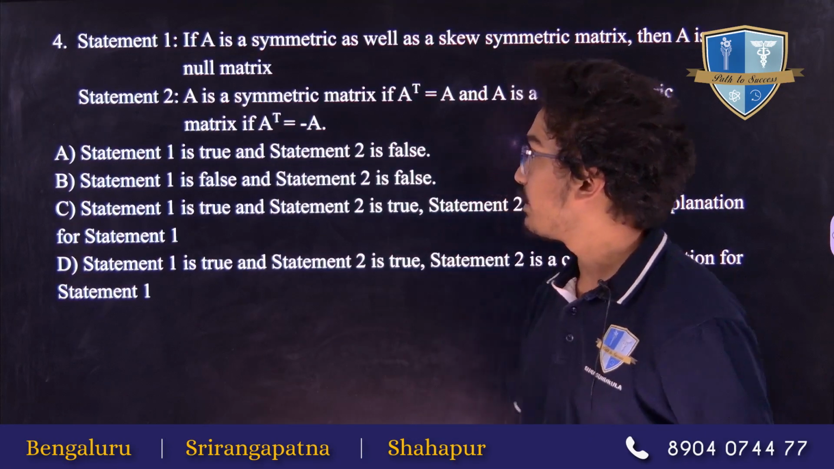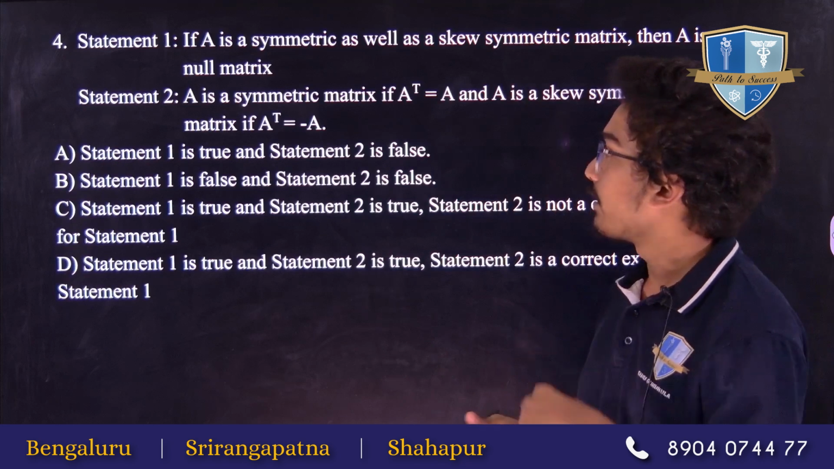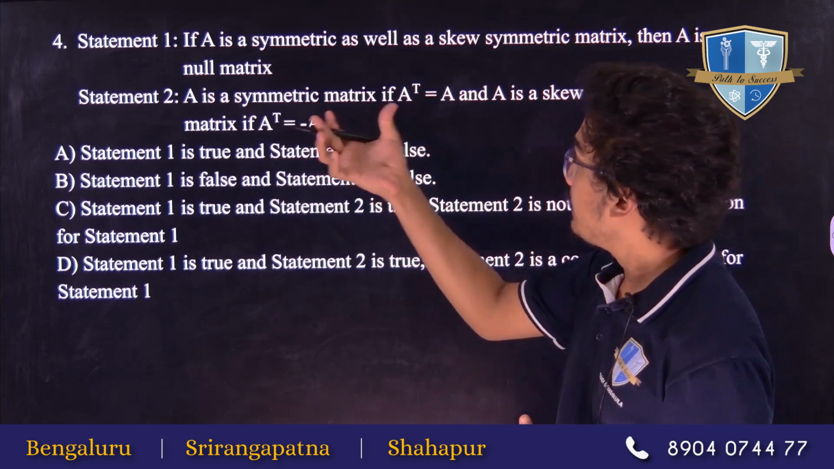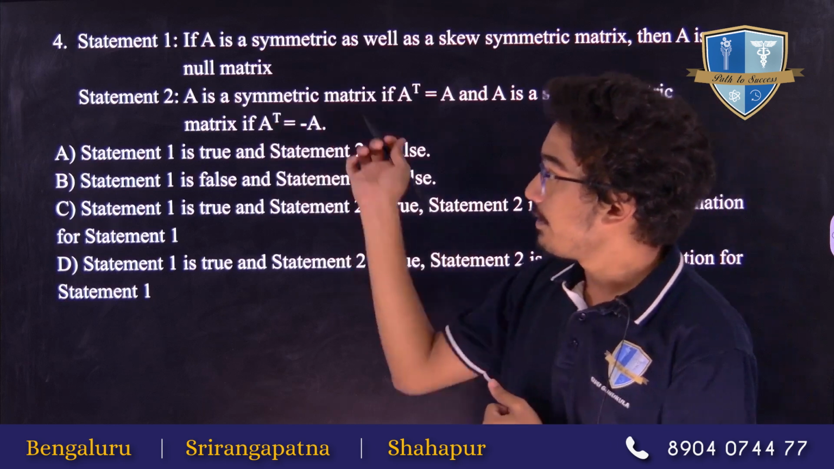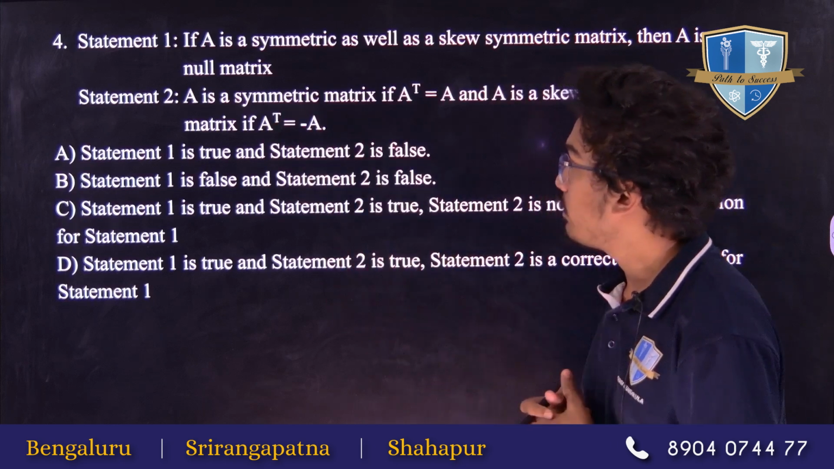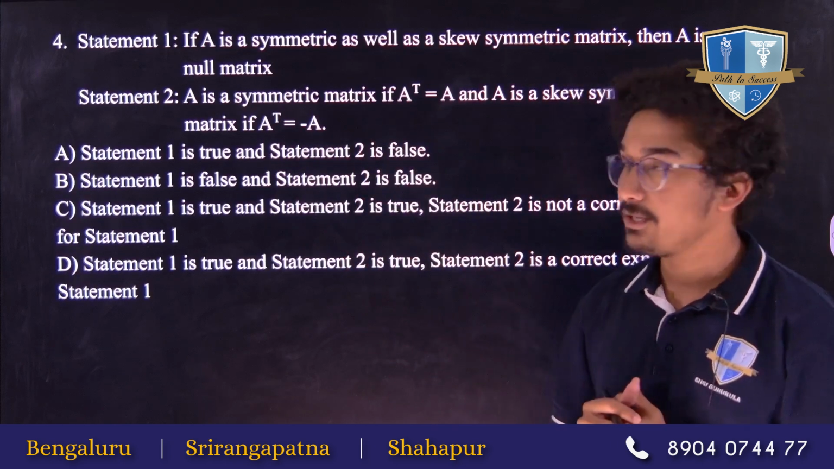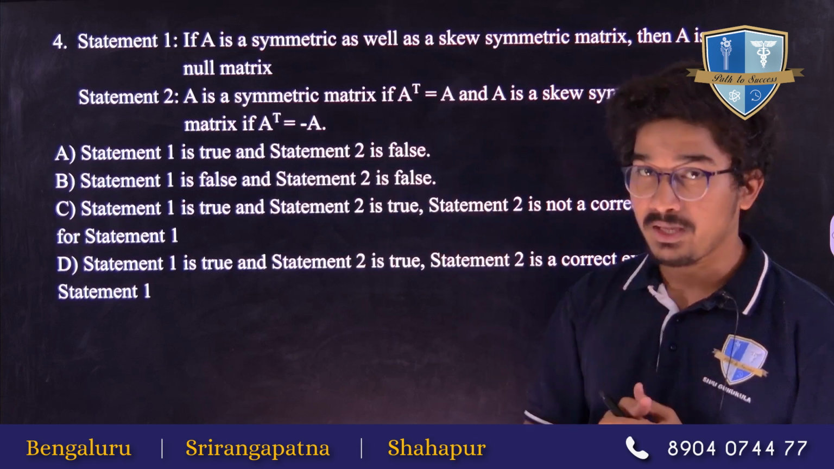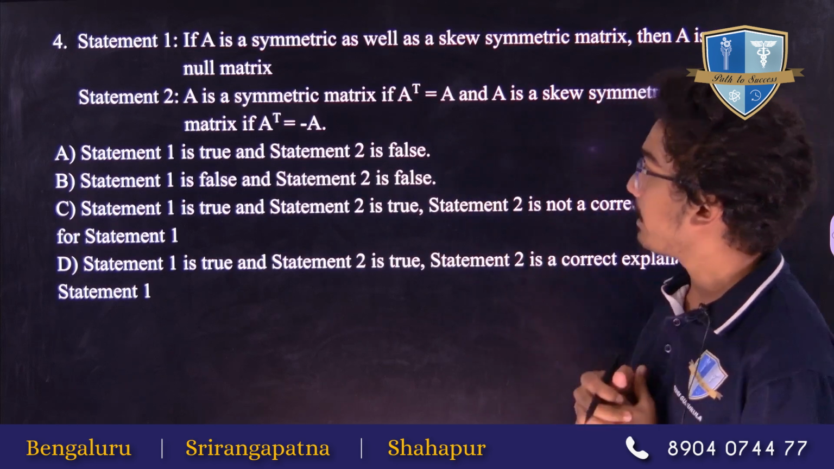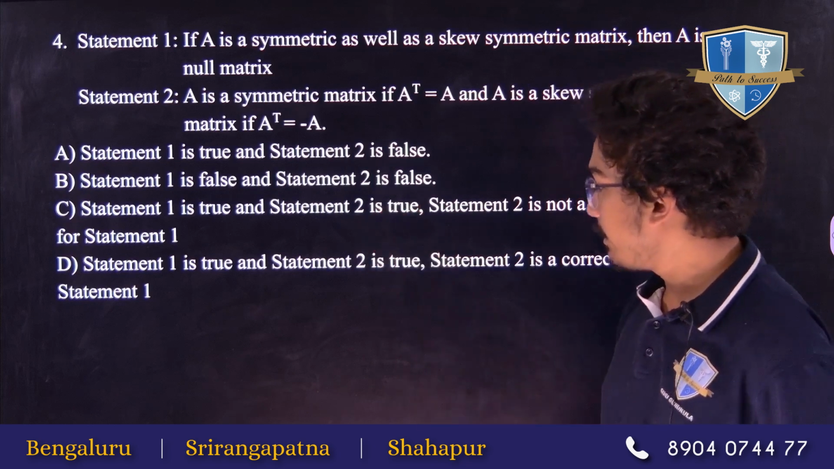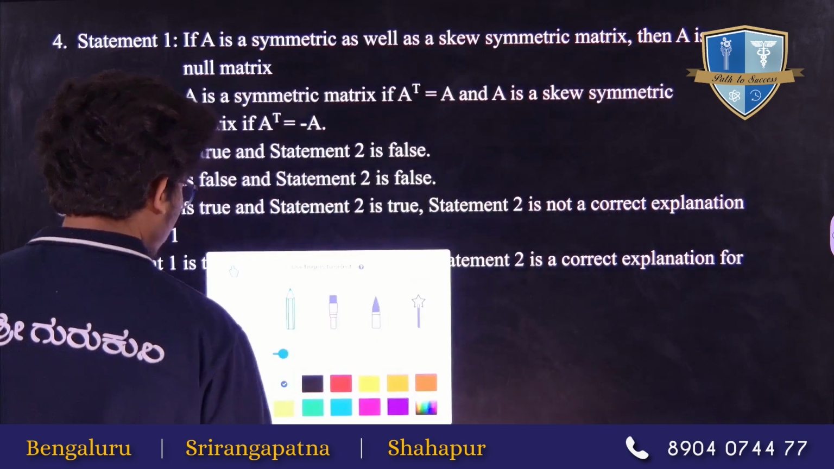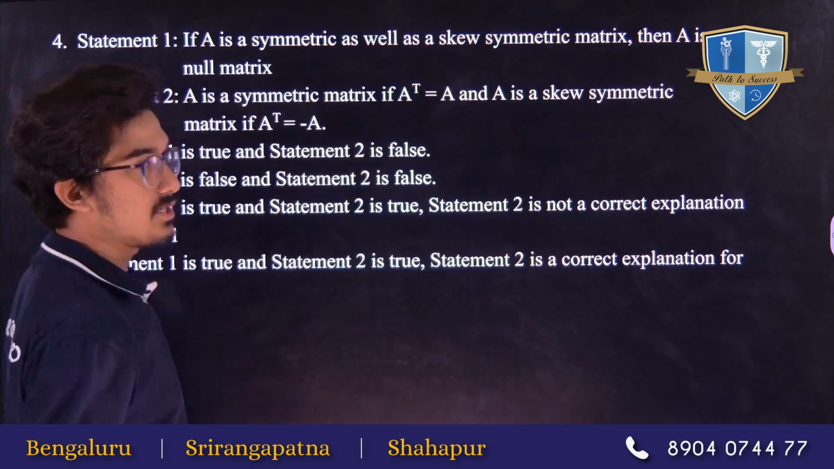So the next question is a statement type question, where statement 1 is: if A is a symmetric as well as a skew-symmetric matrix, then A is a null matrix. And statement 2 is: A is a symmetric matrix if A transpose is equal to A, and A is a skew-symmetric matrix if A transpose is equal to minus A. So statement 2 is correct from the properties of symmetric and skew-symmetric matrices.